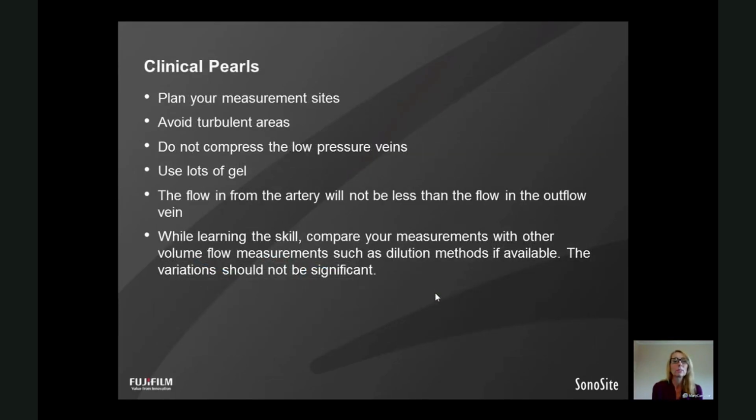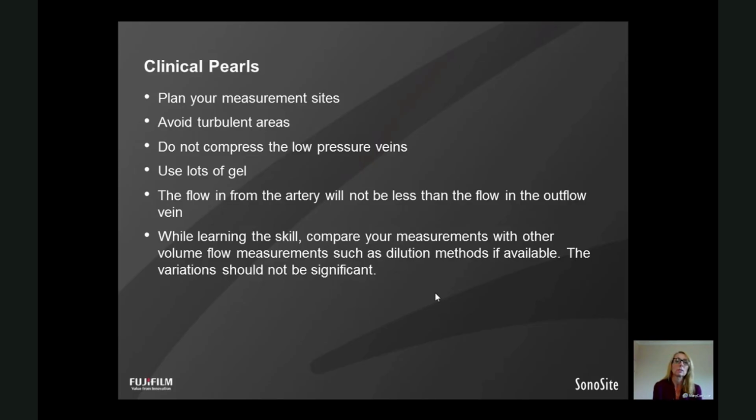Just some clinical pearls. The first one would be plan your measurement site. So really look at each individual arteriovenous fistula and graft. Look at whether it's a radiocephalic fistula or if it's a brachiocephalic fistula. Scan the entire inflow artery and outflow vein or veins and pick the best sites for measurement.